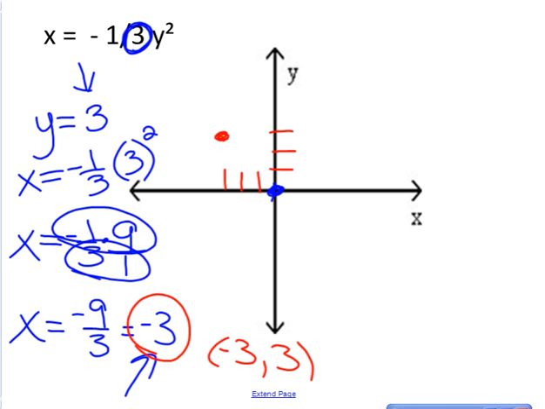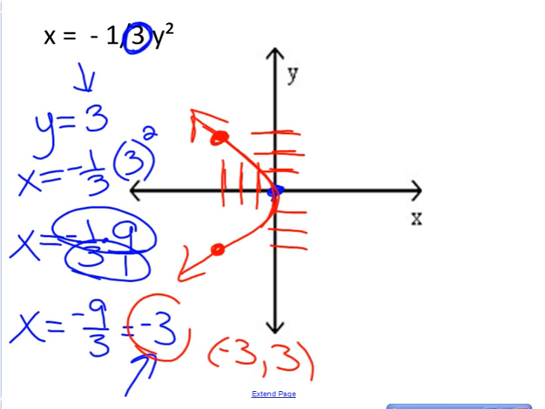Okay, and remember, I told you that it had to open somehow or another open up to the left. So this point right here is going to have a corresponding point over here somewhere. And if you look, I went 1, 2, 3 up, and I went 1, 2, 3 to the left. So that means I need to do 3 down and 3 to the left. And there is my corresponding matching point, which will give me my parabola.